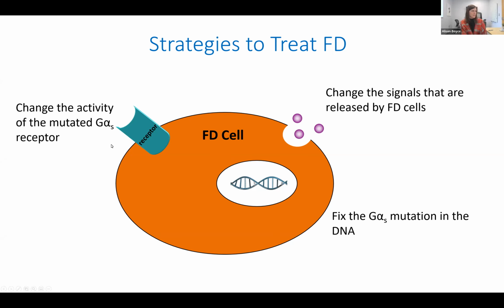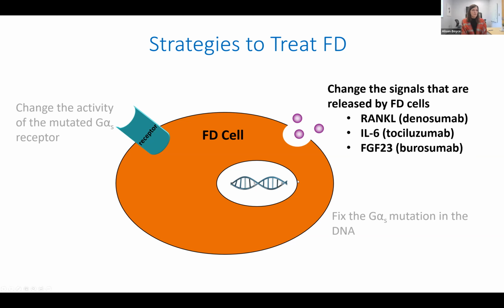Another possibility focuses on that receptor that's signaling too much. Is there some way to change the activity of this receptor? Can we turn it off, or can we prevent it from signaling so much? And then the third strategy I'm going to talk about is, can we actually fix the DNA in the cell itself? Can we take that abnormal gene and turn it into a normal gene?